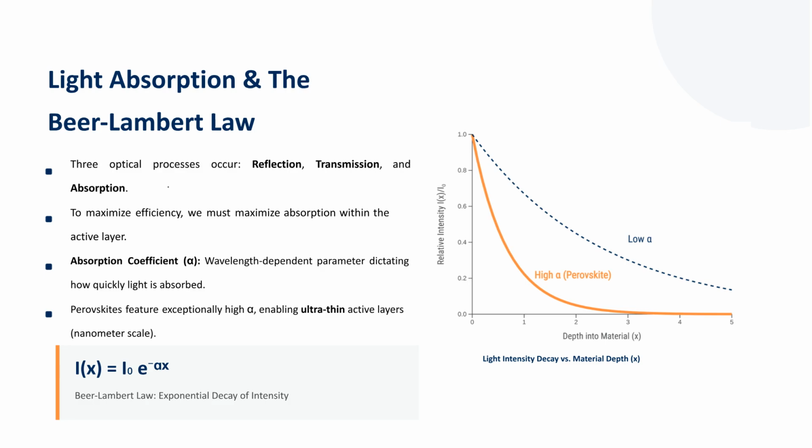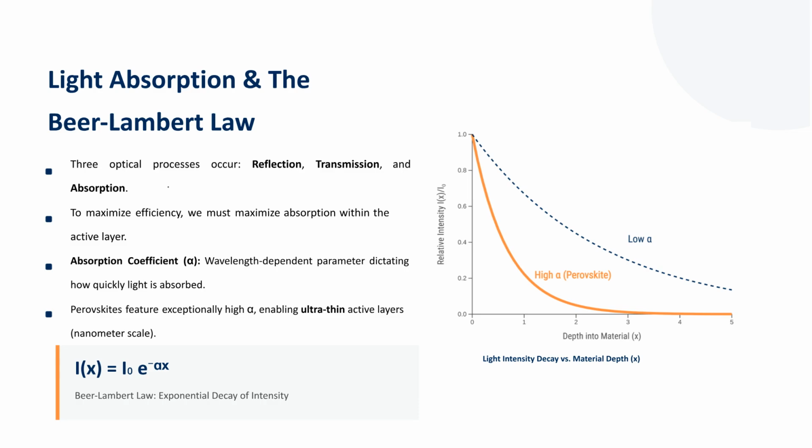Now, what happens when this 1000 W per square meter photon flux actually strikes our solar cell? Energy conservation dictates that the incident light has three possible fates. It can be reflected, transmitted, or absorbed. R plus T plus A equals 1. To achieve high power conversion efficiencies, we must maximize A. We minimize reflection using anti-reflective coatings, and we minimize transmission by ensuring the active layer absorbs the light before it reaches the back contact. But exactly how thick does our perovskite layer need to be?